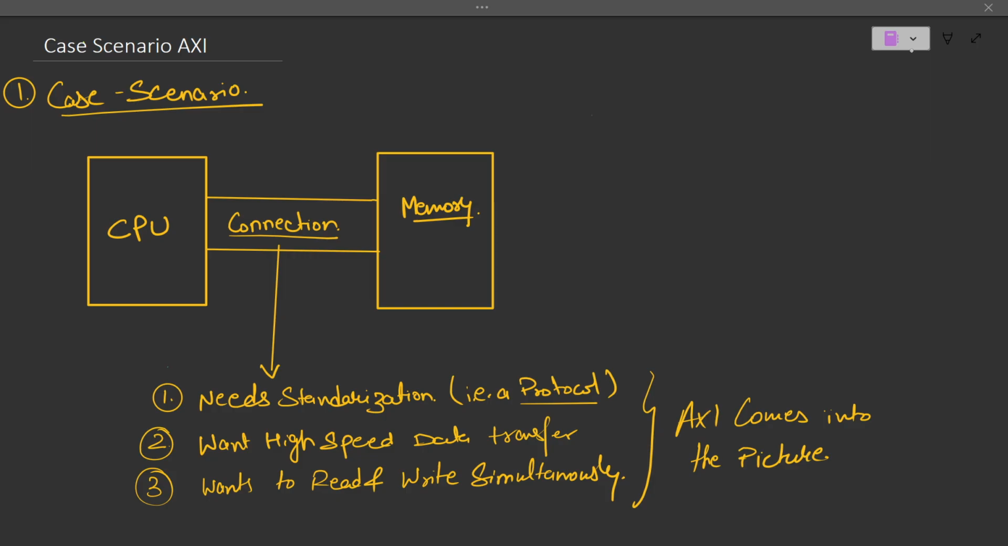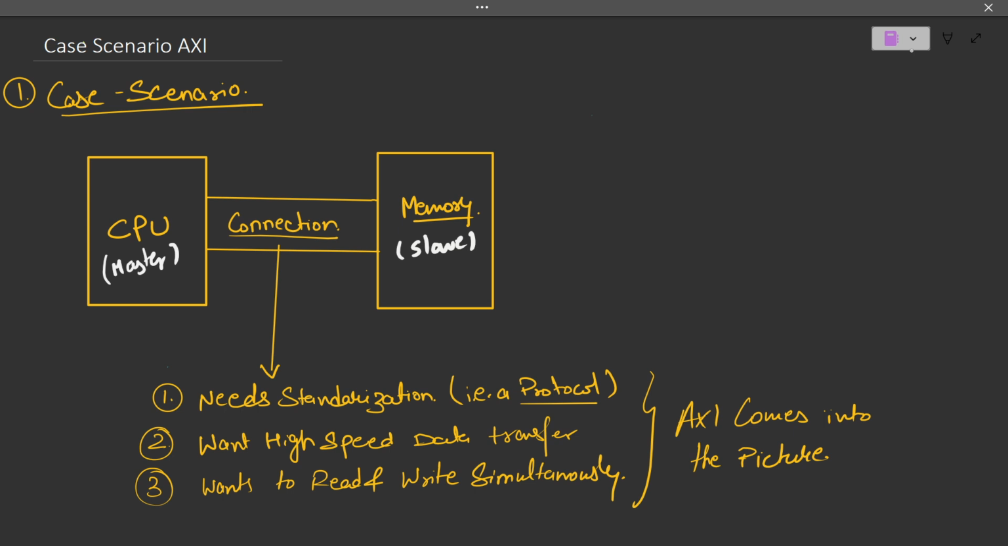So we'll be starting with one case scenario. Let us say I have one CPU and one memory. My CPU is acting as a master. My memory is acting as a slave. Now my CPU wants to connect to the memory, and I want to establish one connection between them. So there are some requirements for this connection. I need a standardization for this connection.